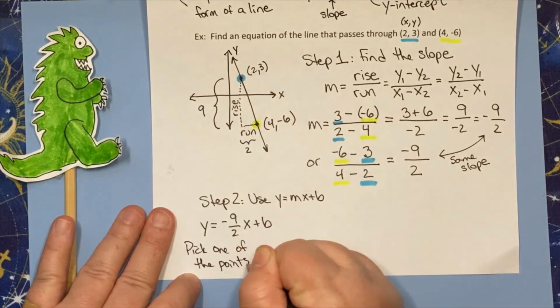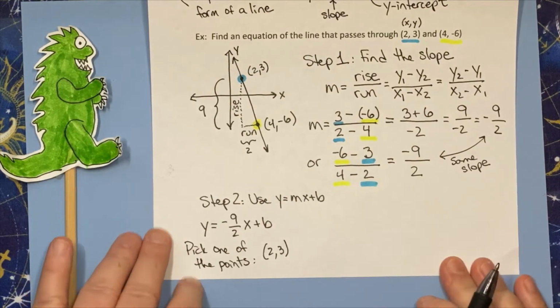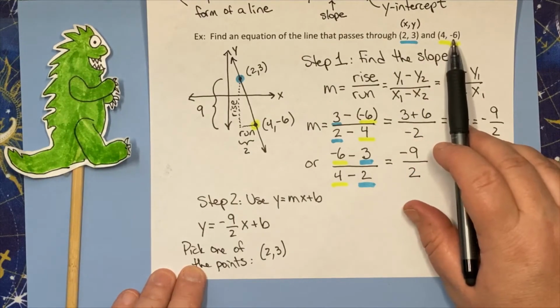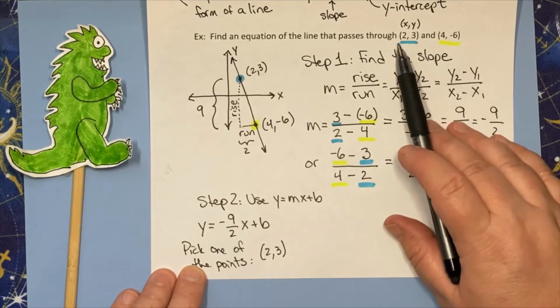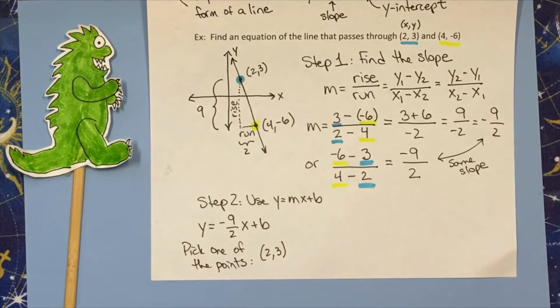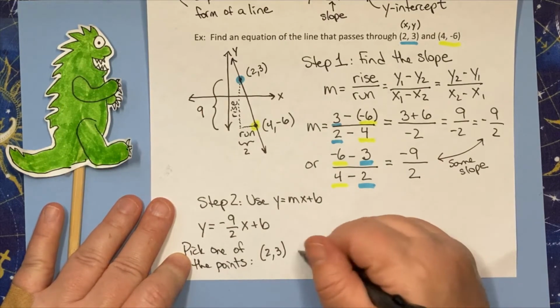You get to choose which one you want. I'm going to choose 2, 3, because of the 2 points, it seems like it's the easier one. I'm just being a little lazy. This one has a negative and the numbers are bigger. I don't want to do that one. I'm going to use this one. So what we're going to do is plug it in.